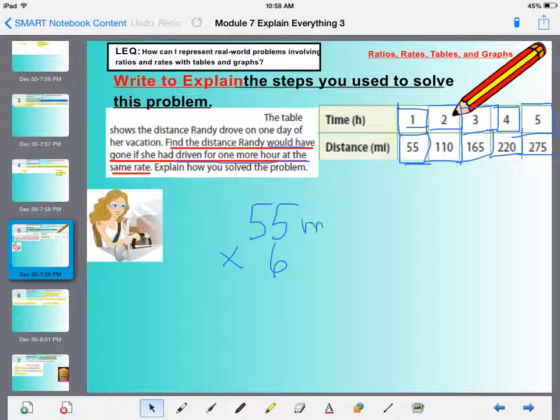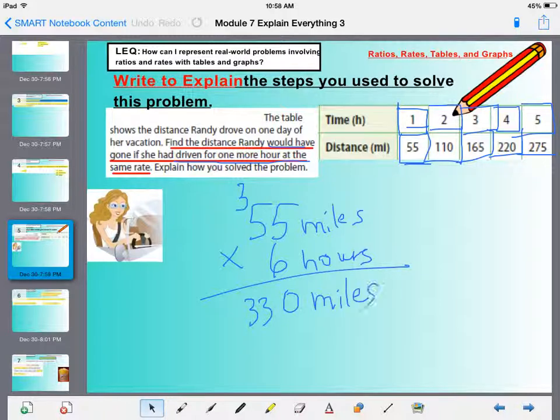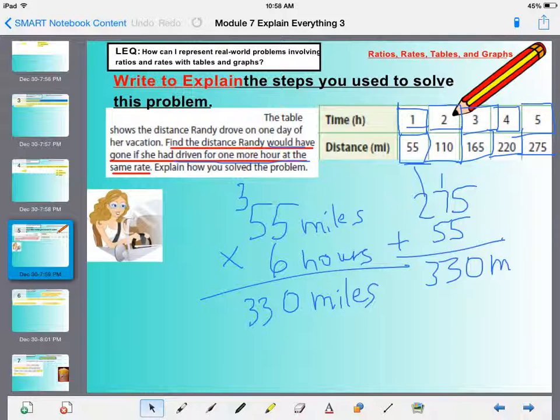So we can take the 55 miles times the 6 hours, and that will get us to 330 miles per 6 hours. Now, when we did this question in class, some of you decided, hey, since I already have that she traveled 275 miles in 5 hours, I could just add another 55 miles because we're only going one more hour. And so regardless of whatever way you decide to do it, you will get that if Randy would have gone another hour at the same rate, she would have traveled a distance of 330 miles.